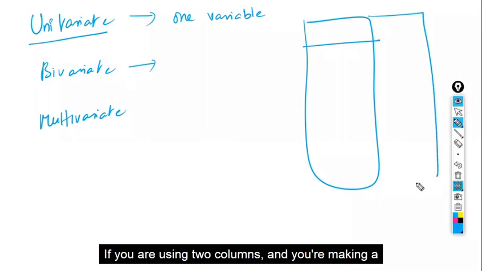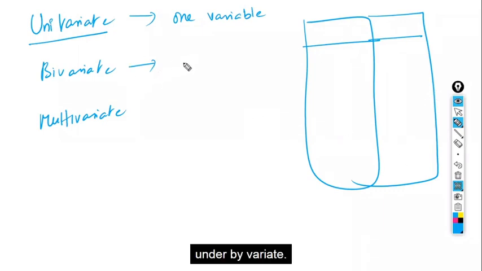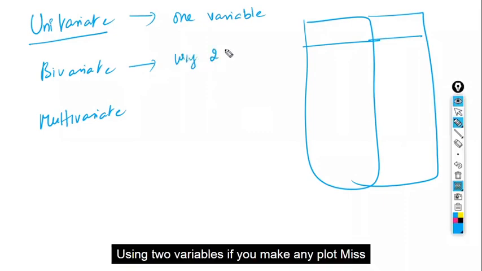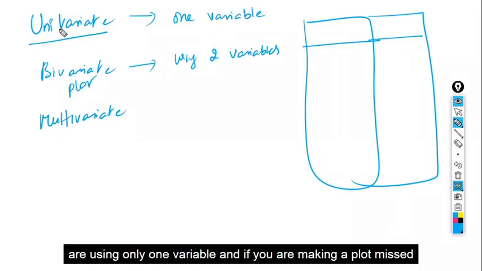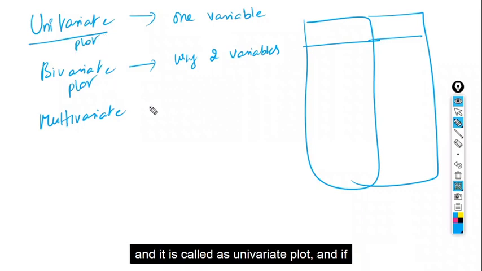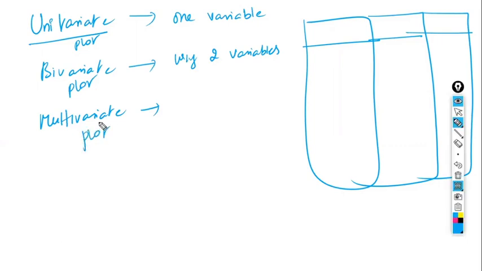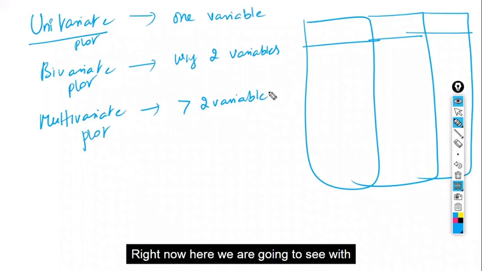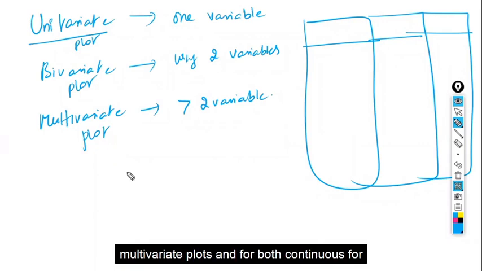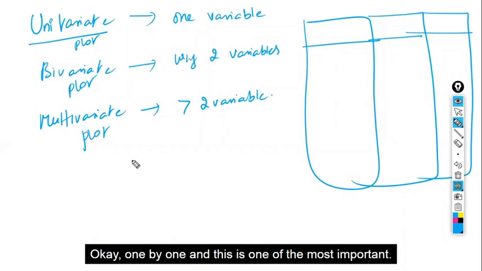If you are using two columns, two variables, and you make a plot, then it comes under bivariate plots. If you are using only one variable, it is called a univariate plot. And if you are using multiple variables, more than two, and you make a plot, it is called a multivariate plot. Now, we are going to see univariate, bivariate, and multivariate plots for continuous, discrete, and time series data, one by one. And this is one of the most important parts.